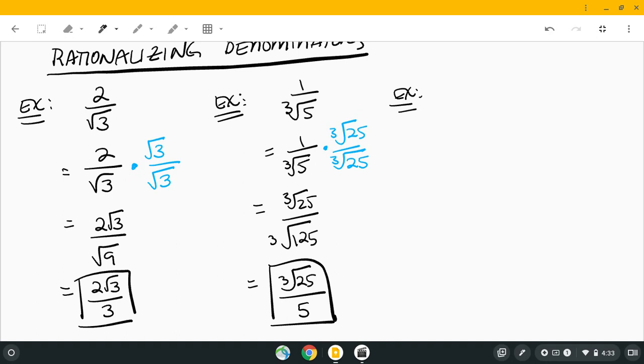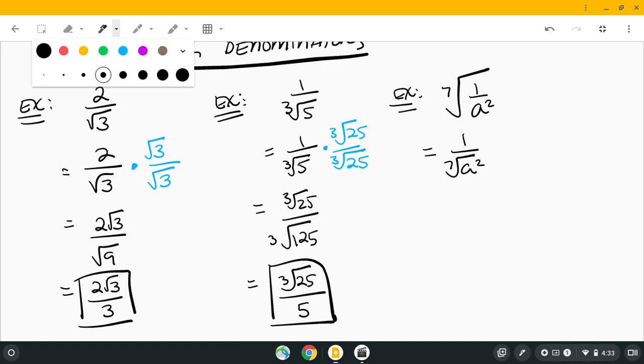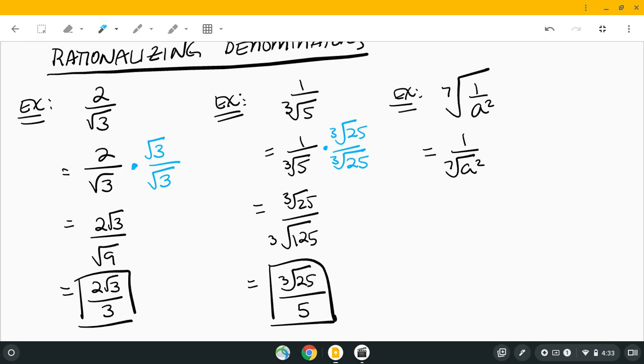See if you can do this last example: 1 over the seventh root of a squared. So figure out the seventh root of 1. Any root of 1 is just going to be 1. And then the seventh root of a squared. So figure out what you need to multiply by to get this to be a rational number. You have a squared, but you need a perfect seventh power. All right, hit the pause button.